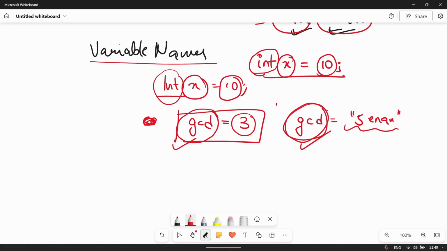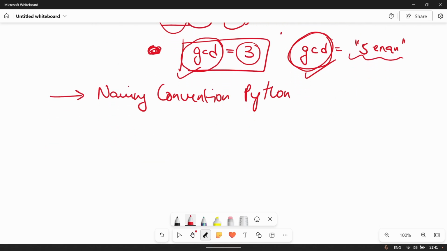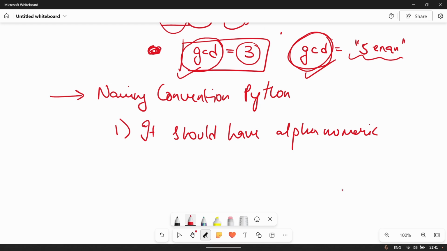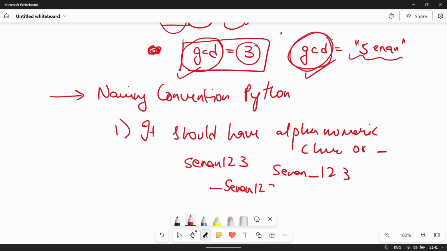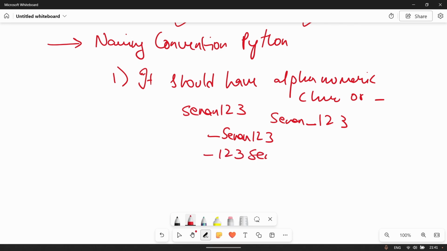So variable names are the most fundamental or most important thing that you would ever learn in any programming language. Now that's all the weird story that I had. Finally, I would discuss the naming convention in Python. More or less this works on other programming languages as well. So point 1, it should have alphanumeric characters or underscore, right? So you can have, let's say, Senan123 or Senan_123 or _Senan123 or _123 or Senan. These are all valid naming conventions for any variable, right?